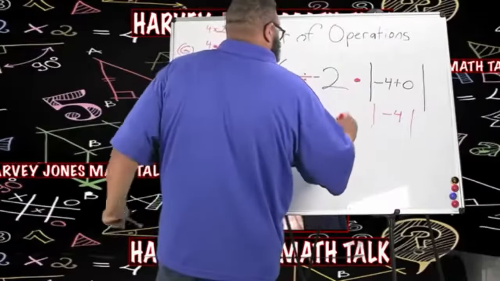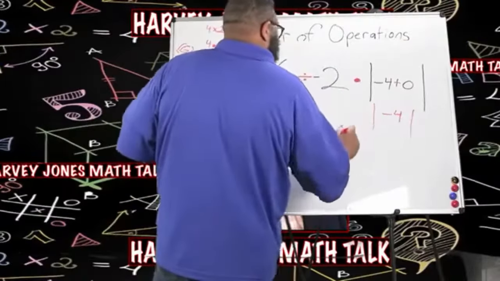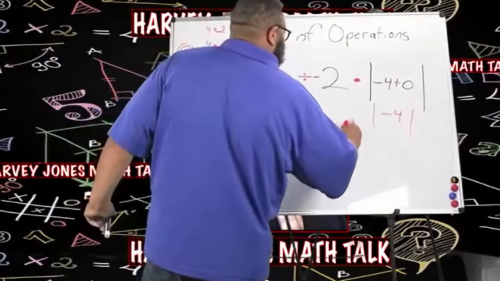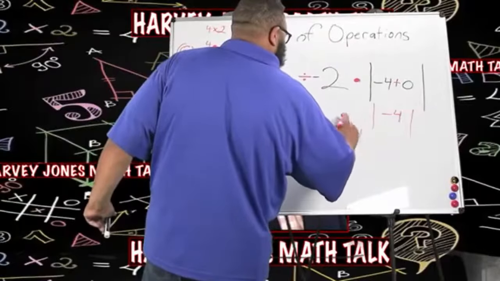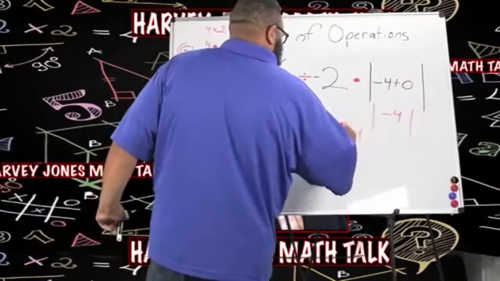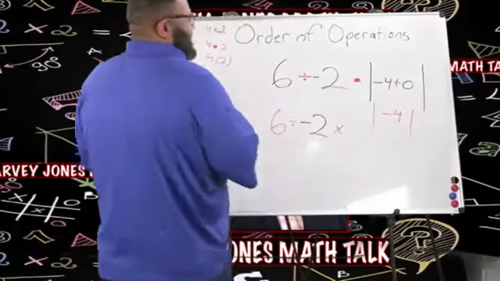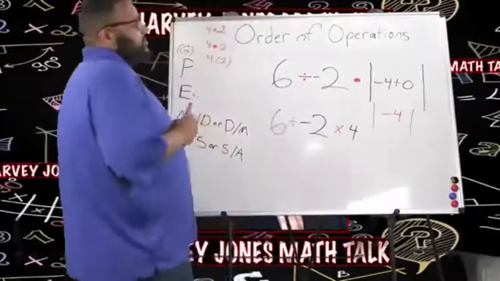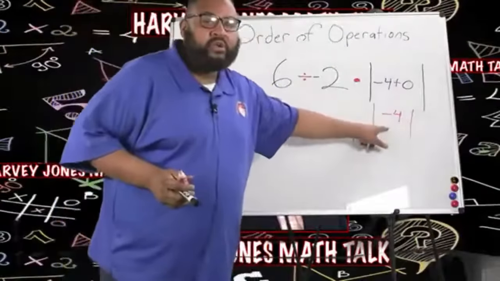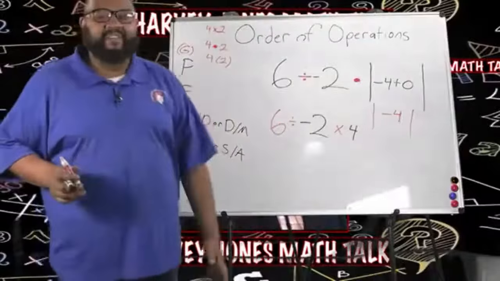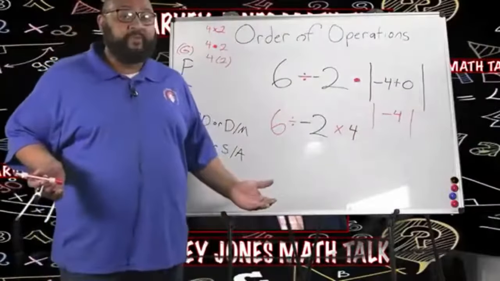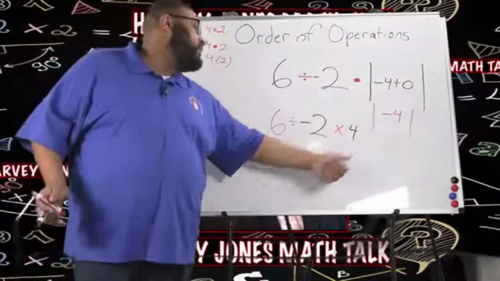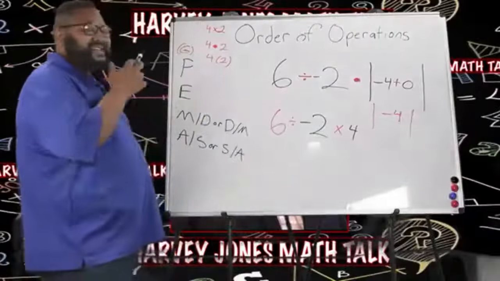I'm going to change this dot here to a multiplication sign. Can you do that? Yes, because it's still what? Multiplication times 4. Whoa, Mr. Jones, you made a mistake. How did I make a mistake? Mr. Jones, you got a negative 4 in your little in between them lines over there. Yeah, I know. Remember, the negative 4 is going to become a positive 4. That's the math rules the math people came up with. So now I got 6 divided by negative 2 times 4.